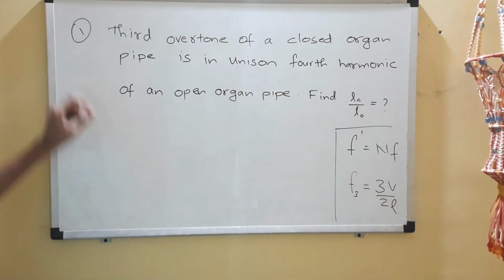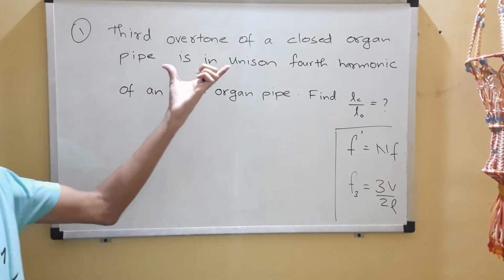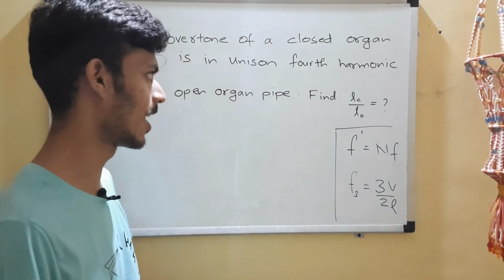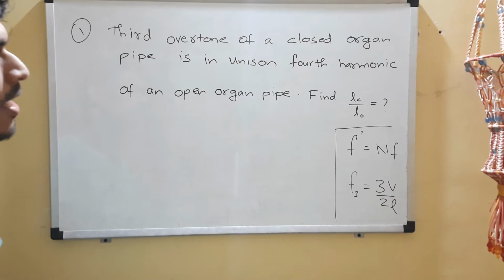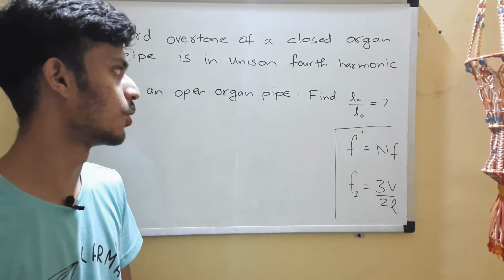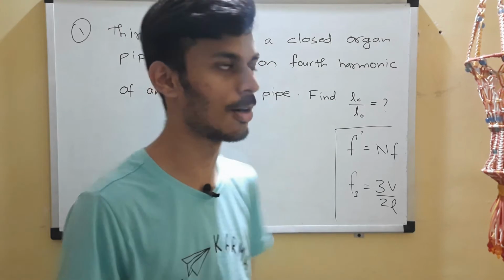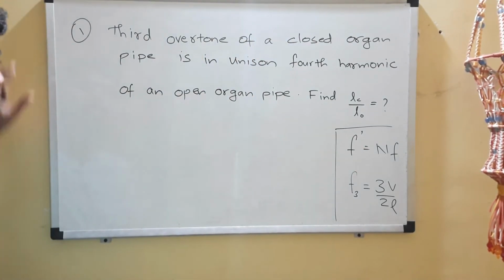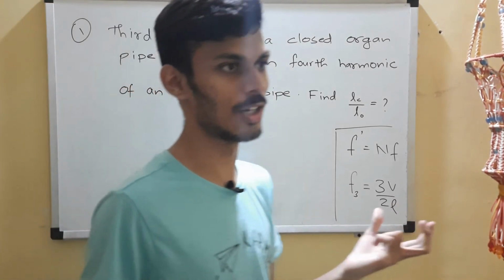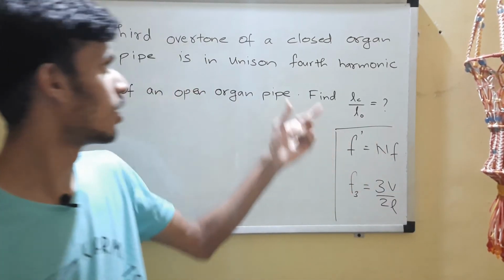Let's read the problem now. The third overtone of a closed organ pipe is in unison, or basically has the same frequency as the fourth harmonic of an open organ pipe. You are supposed to find the ratio of LC by LO, where LC is the length of the closed organ pipe and LO is the length of the open organ pipe. Compute that ratio. So what is the third overtone of a closed organ pipe? What harmonic is it?